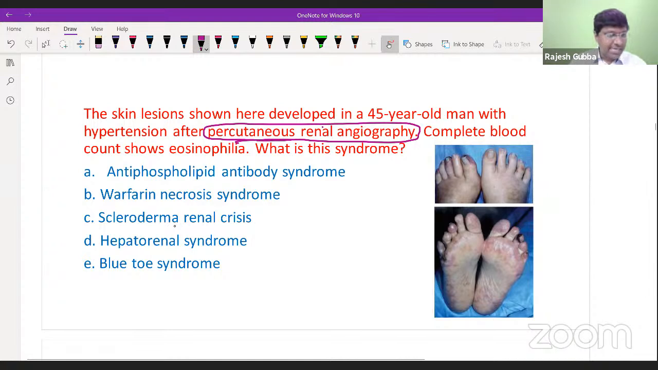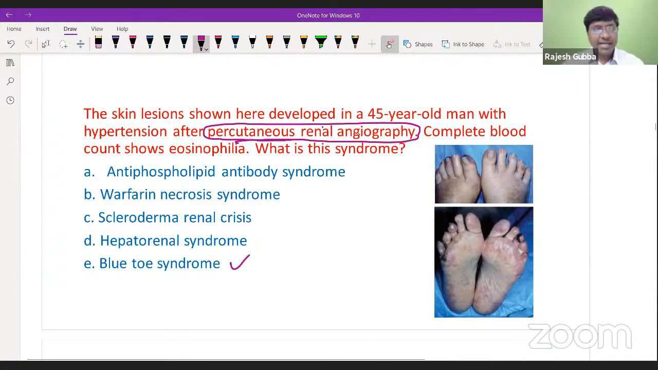So what is the answer to this particular question? I could get an answer from only one student, Adarsh Soni. Very good, Adarsh Soni. The answer is blue toe syndrome. Let me give you the explanation of this. What exactly is the diagnosis? Even GA has answered. It is your blue toe syndrome.